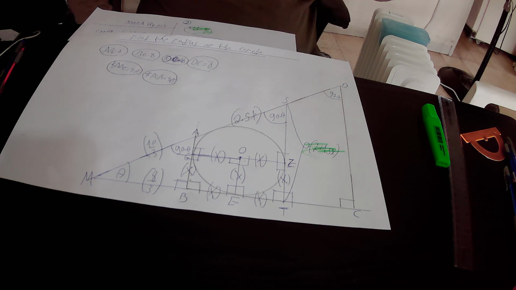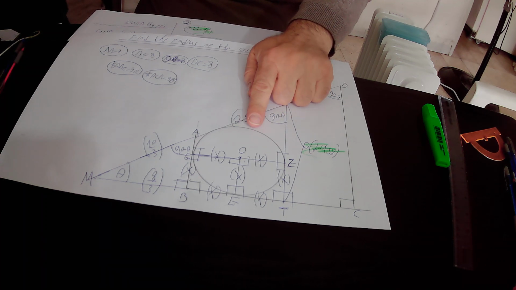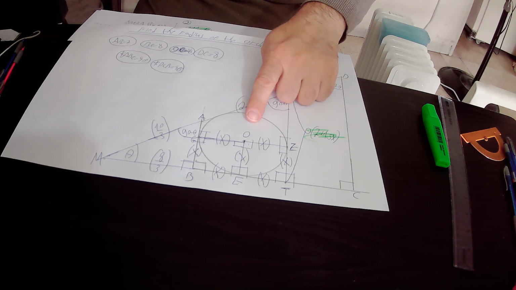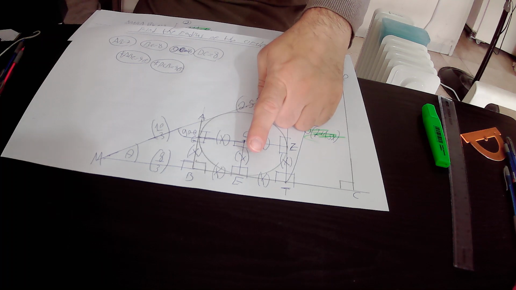Okay, then we define the center of this circle as O. We join points O and D together by a straight line. Point O is the center of the circle, point E is a point on the circle itself, therefore OE is the radius of this circle that we defined as X.